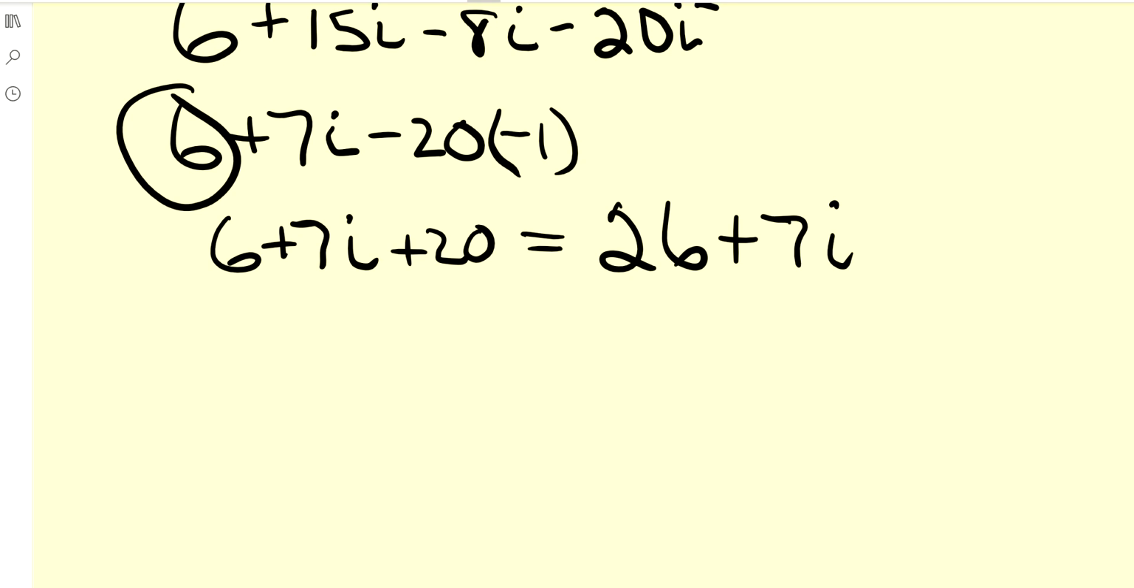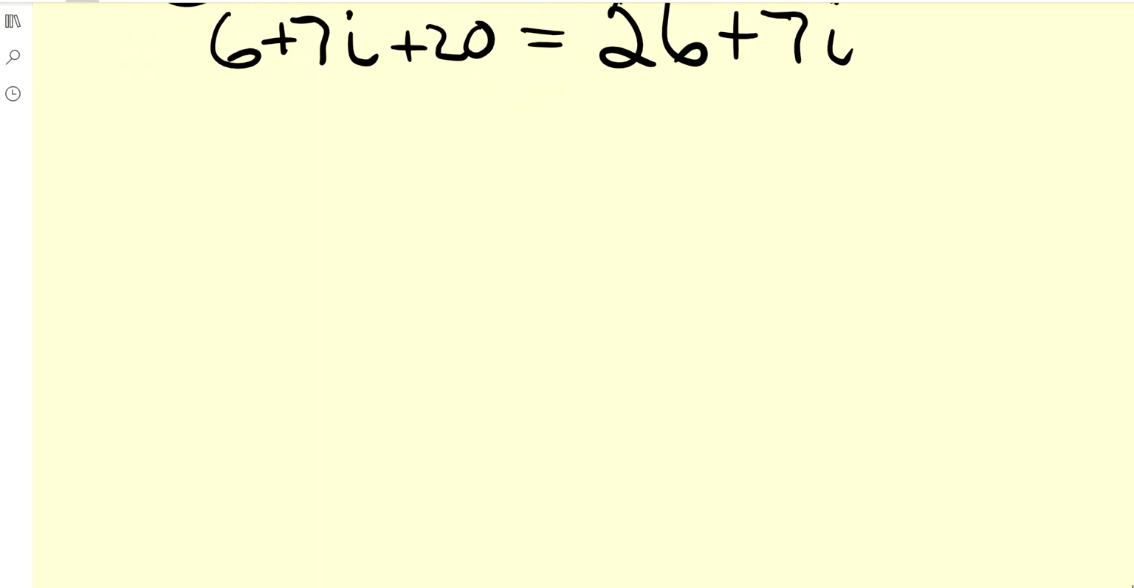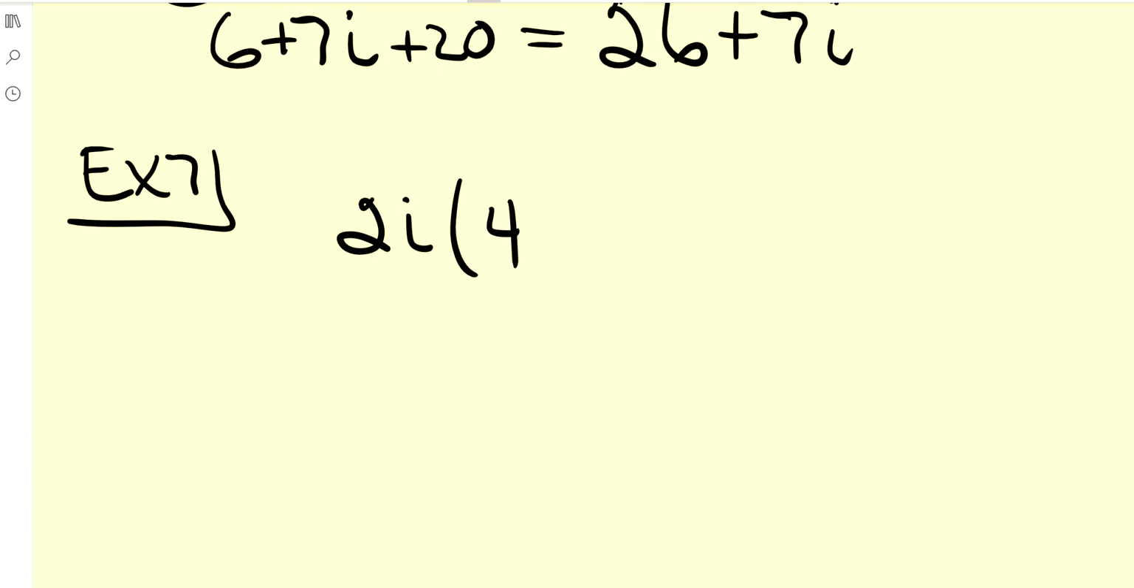Okay, that was example 6. So let's see, we got different variations of multiplying. So example 7 is going to be what? Example 7, 2i times 4 minus 6i. Okay, 2i times 4 is 8i.